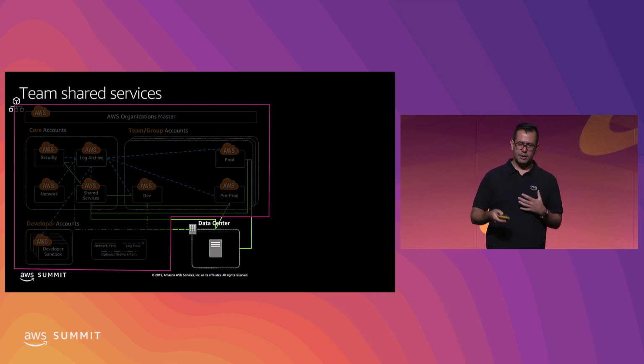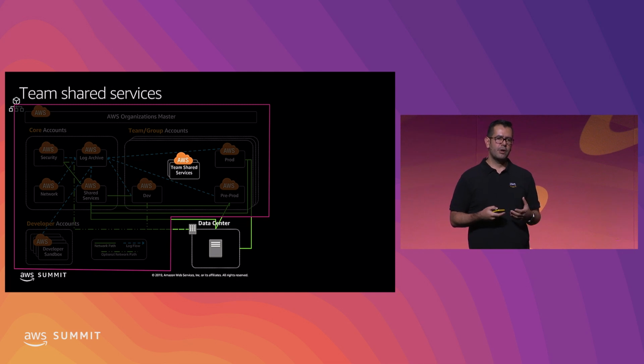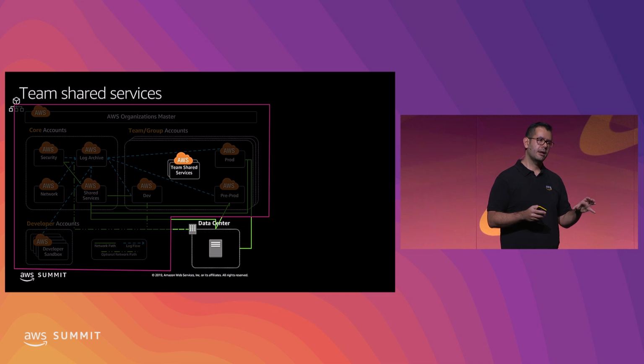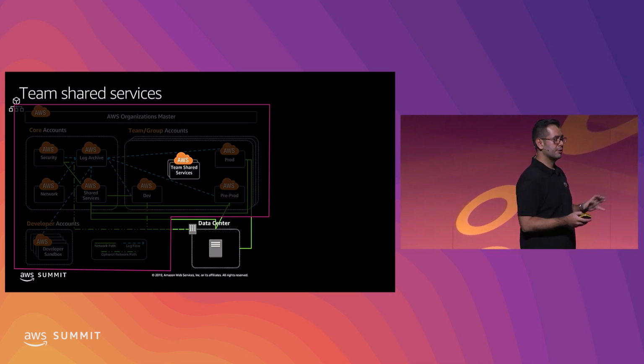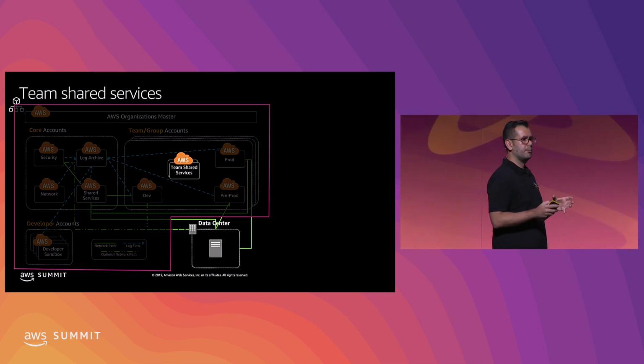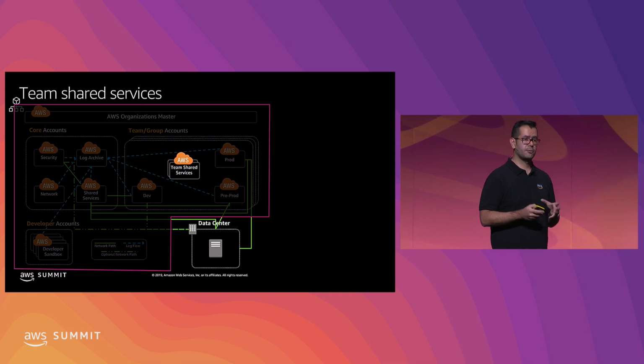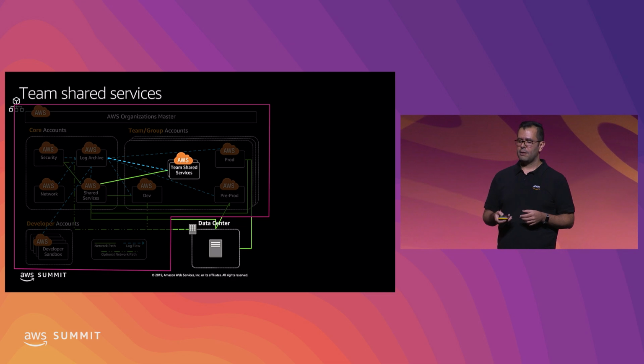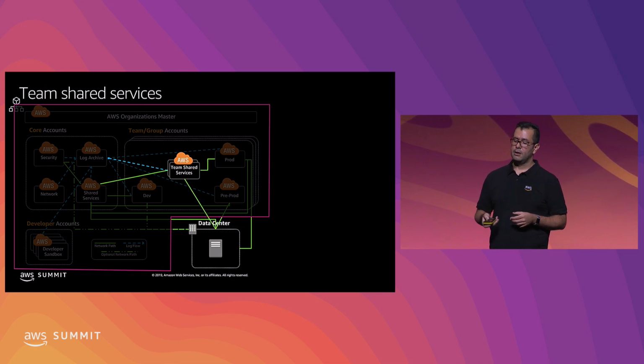And as we continue iterating, it will become apparent that some things just belong together. They might not be generic enough that they need to go into the shared services one, but they might have a set of functionality that is important for a specific team. So we have the team shared services account that will be connected to every single account that has a common service with it.